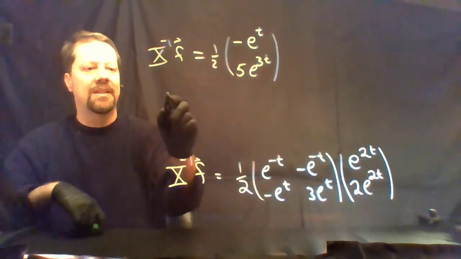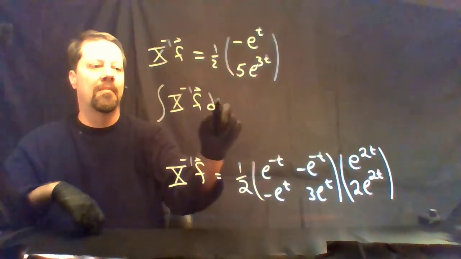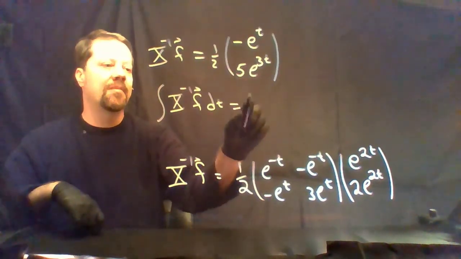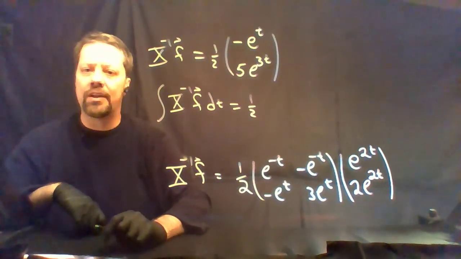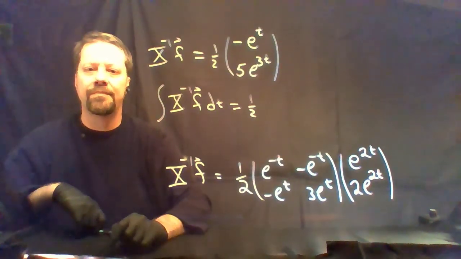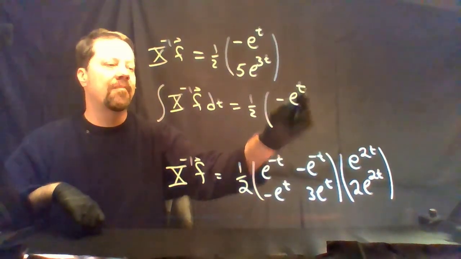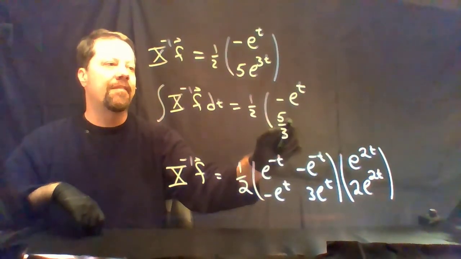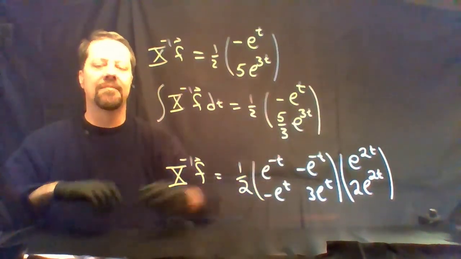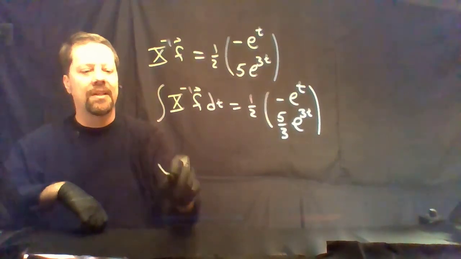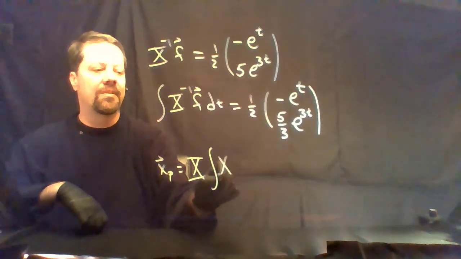The next step is to integrate. When we integrate these, and by the way, we don't need the plus c's on these since those will only contribute to the homogeneous solution. Integrating, we have negative e to the t and 5/3 e to the 3t, no plus c. We obtain the particular solution by multiplying the fundamental matrix onto this last result.